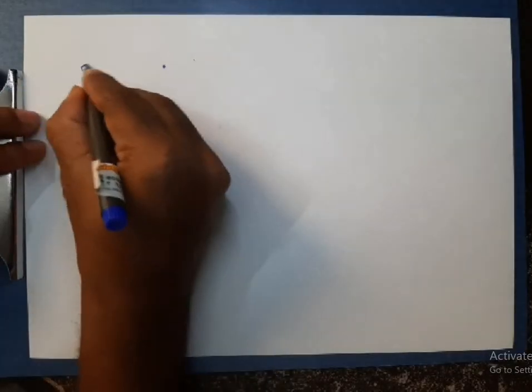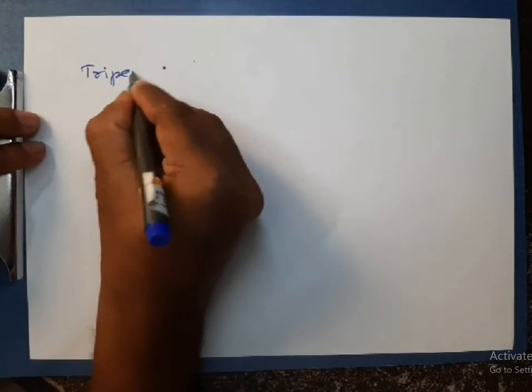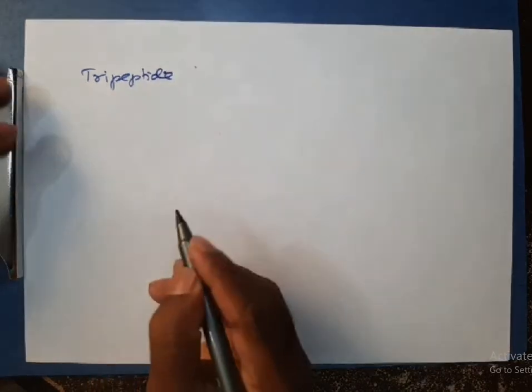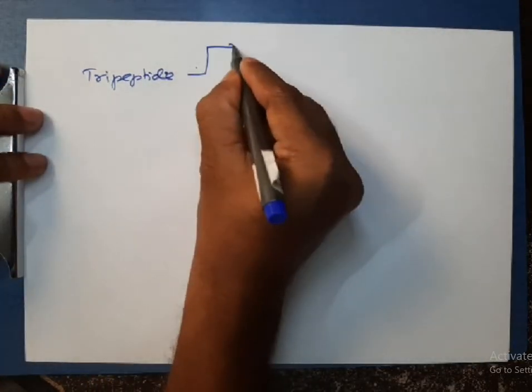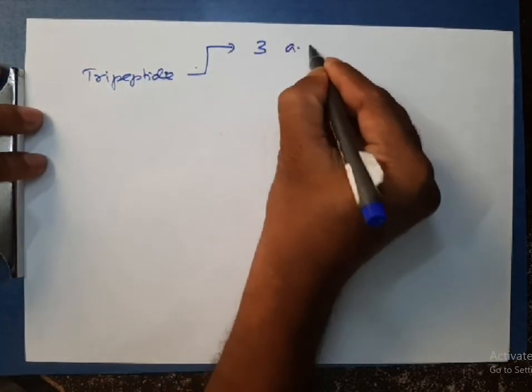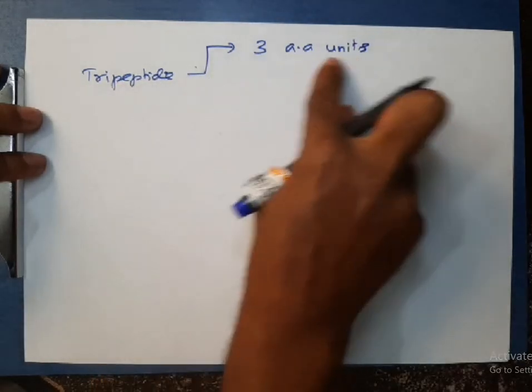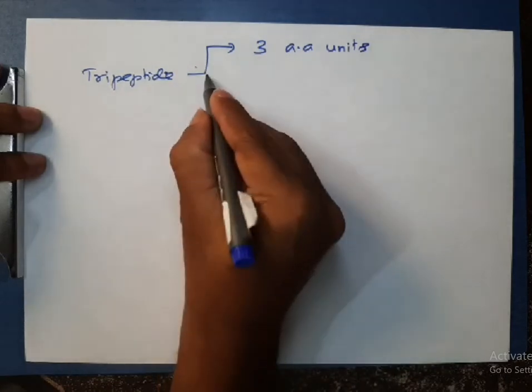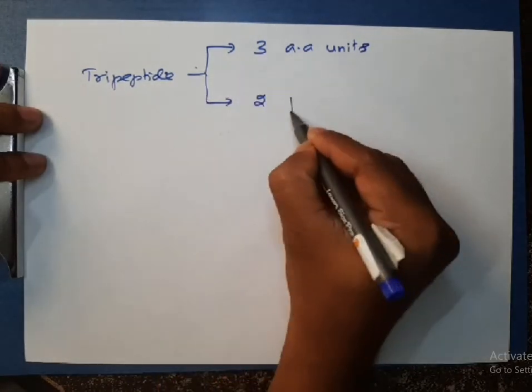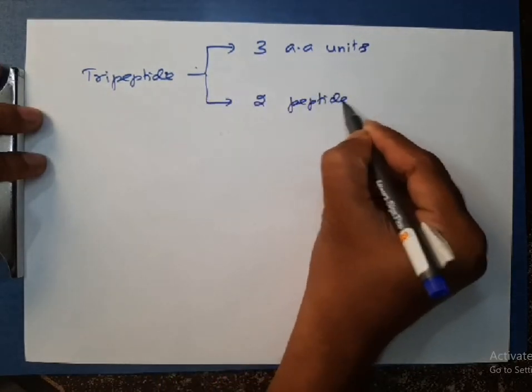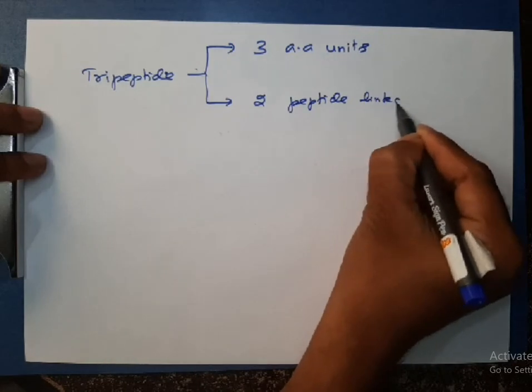If I take a tripeptide, what is meant by tripeptide? Tripeptide is a compound that contains three amino acid units. Tripeptide means three amino acid units should be there, and there should be two peptide linkages.